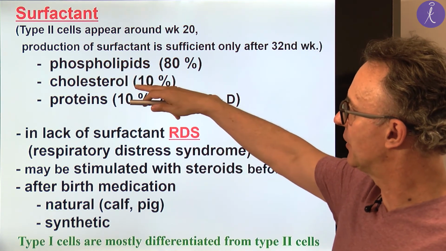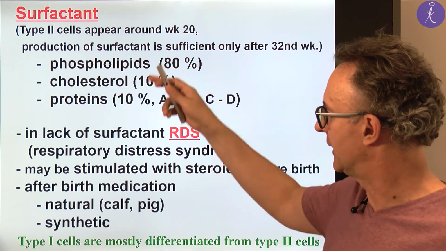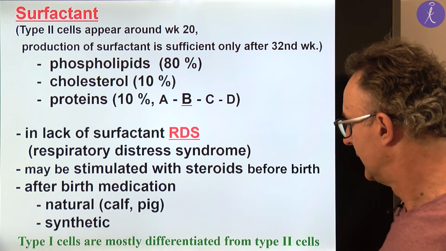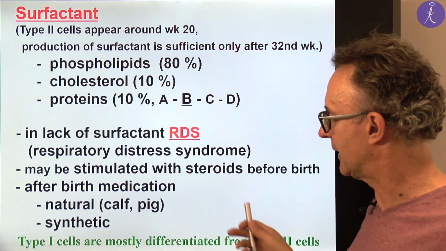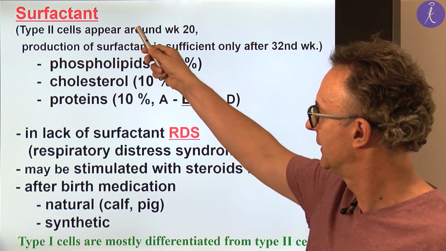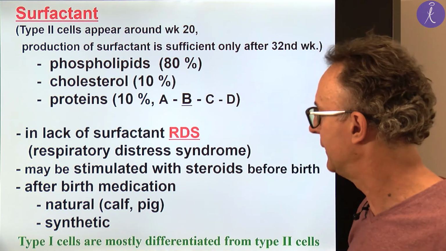The components of the surfactant will be listed here. I mentioned this in the histo class. I don't want to recap this. What I wanted to add is this, that type 2 cells are able to differentiate into type 1. Don't forget, this is here the target cell of the COVID virus at the level of the alveoli.